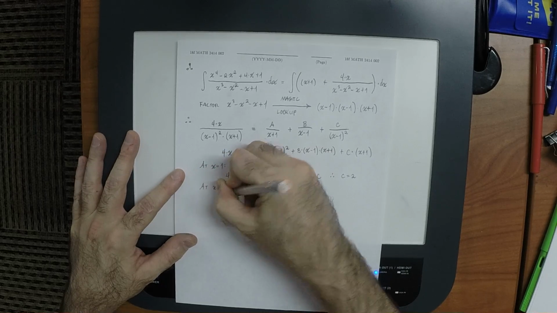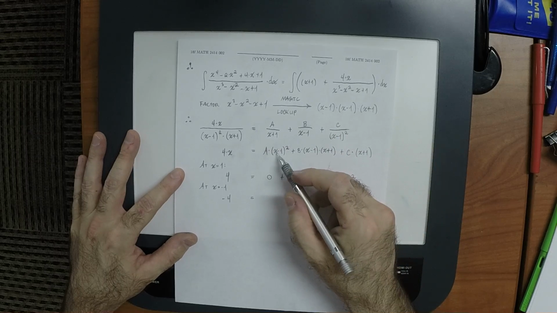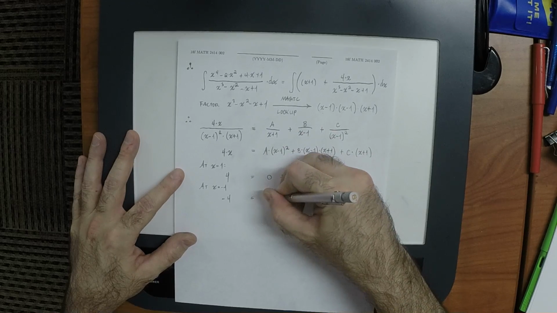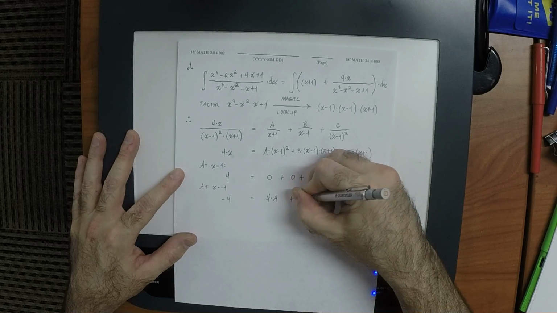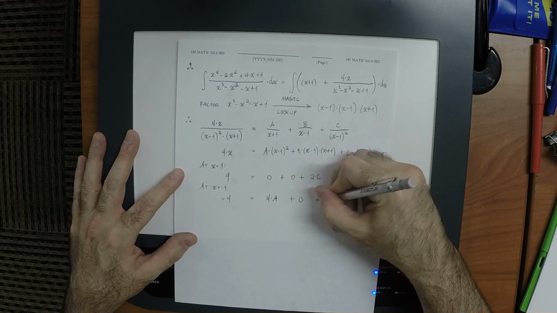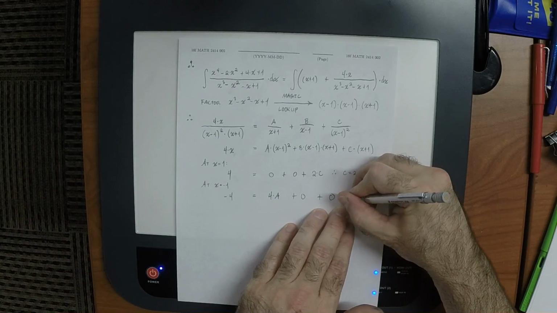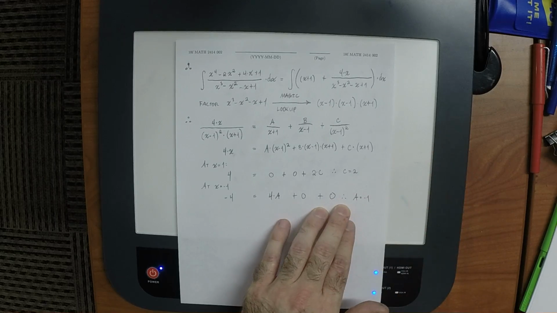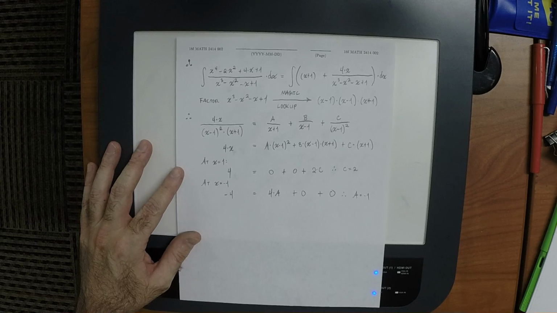What's another magic value? -1. So at -1, we obtain the equation -4 is equal to, well, at -1, that would be -2 squared, so that'd be 4a. At -1, that term is 0. At -1, that term is 0. So we have -4 is 4a, and as a result, what? Very good. A is -1. So now we've figured out two things. Now what?